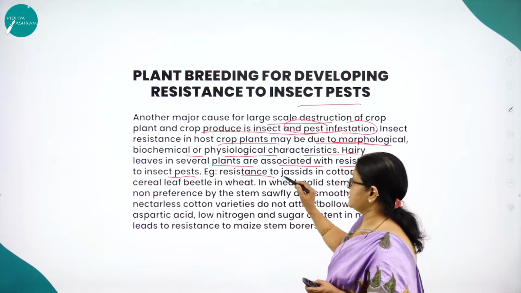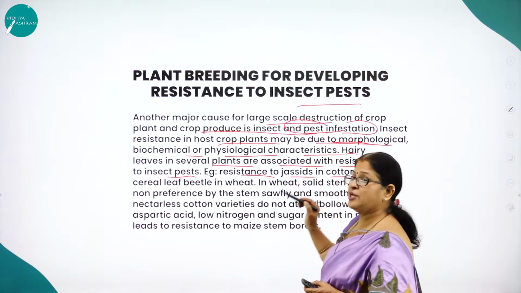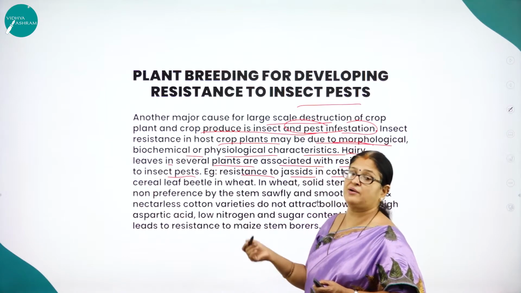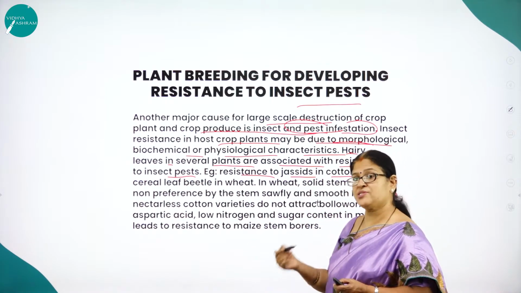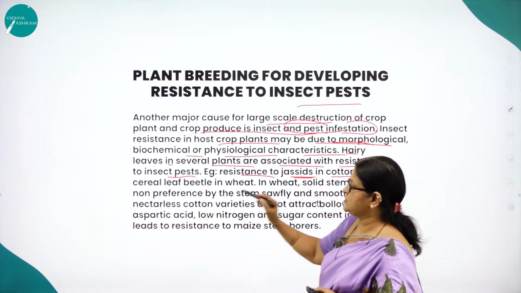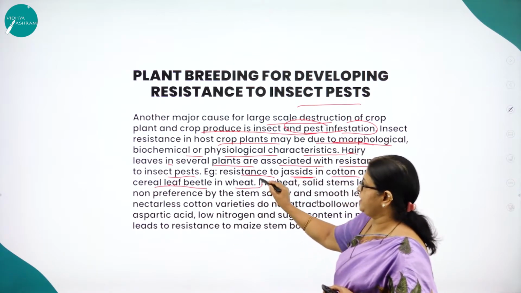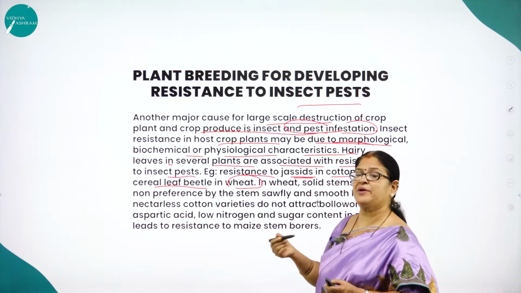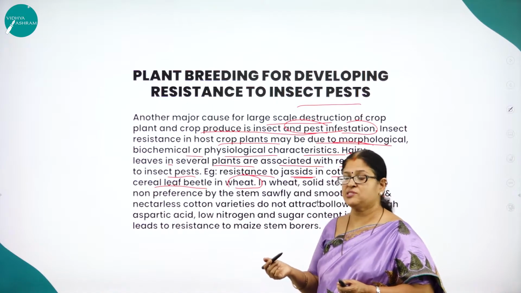For example, resistance to jassids in cotton, they are resistant because they have what? Hairy leaves. So this is one advantage for the plants to resist the insect pests. For instance, jassids in cotton and cereal leaf beetle in wheat. So they have what? They have hairy leaves. So that is one method of adaptation to these insects.